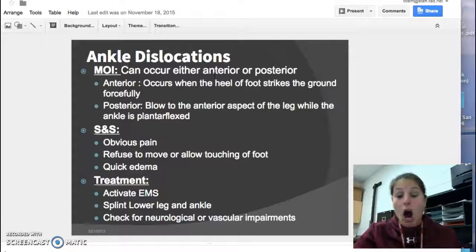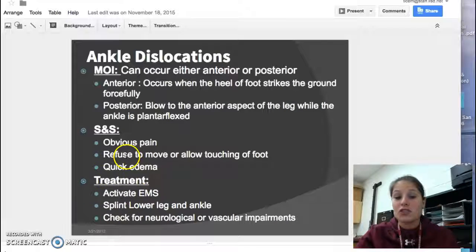This is an obvious deformity, okay? You can look at the ankle and you can tell that it doesn't look like the other one, doesn't look normal, all right? The athlete will be in a lot of pain, and there will be lots of swelling quickly. It usually takes quite a bit of force to dislocate your ankle, okay?